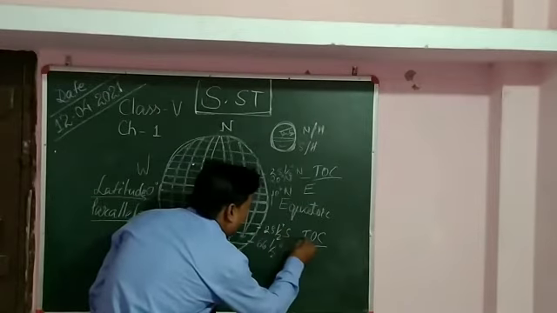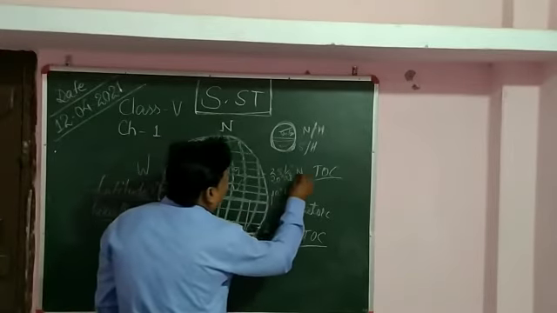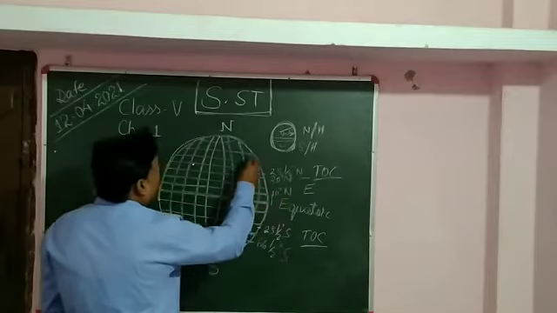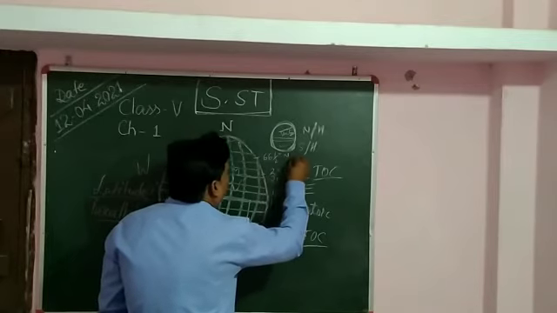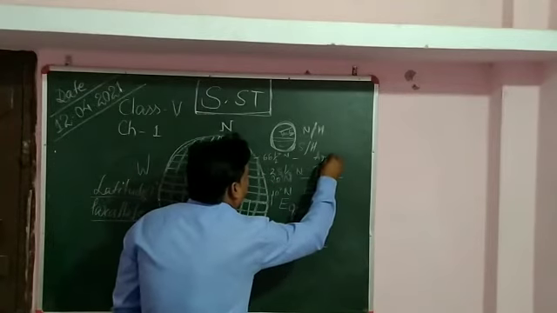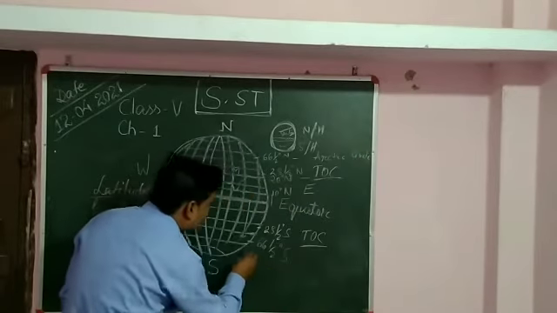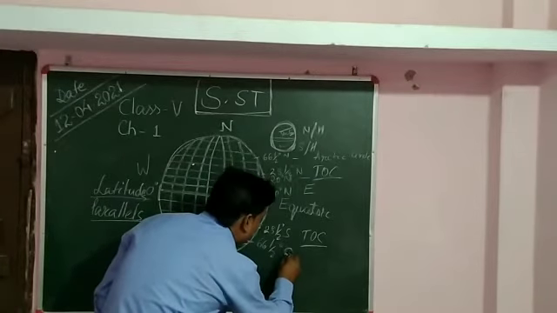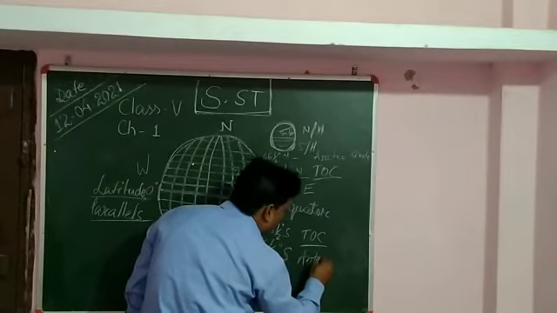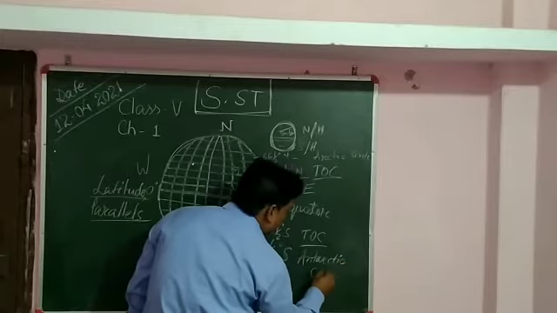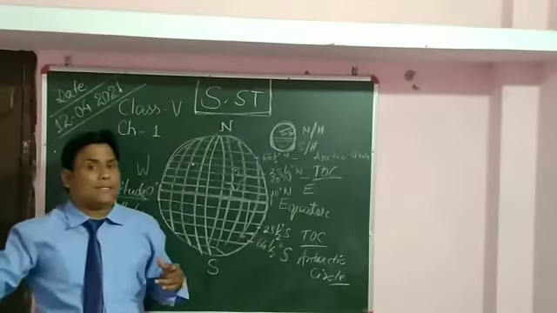At 23 and a half, Tropic of Capricorn, and towards the north side, 23 and a half, it is Tropic of Cancer. Similarly, somewhere around 66.5 degrees north it is the Arctic Circle, and towards the bottom side, at 66 and a half degrees south, it is the Antarctic Circle. These are the very important lines that you have to always keep in mind.